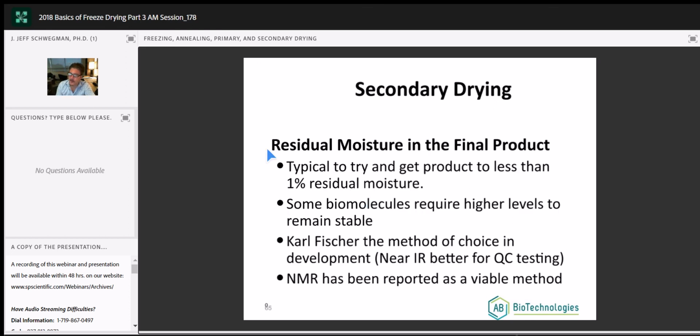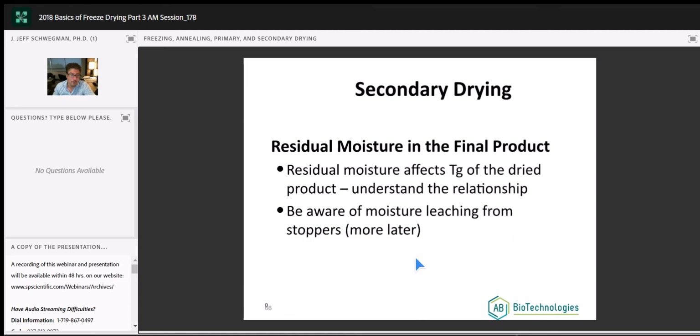Residual moisture in the final product, we try to typically get to less than 1% for small molecules. Larger molecules, we might be somewhere 2 to 4 to 5%. And again, Karl Fischer is the method of choice that we use for residual moisture. It's very sensitive. Coulometric Karl Fischer, don't use volumetric, okay? We've also been able to use IR. NMR has also been viable for residual moisture.